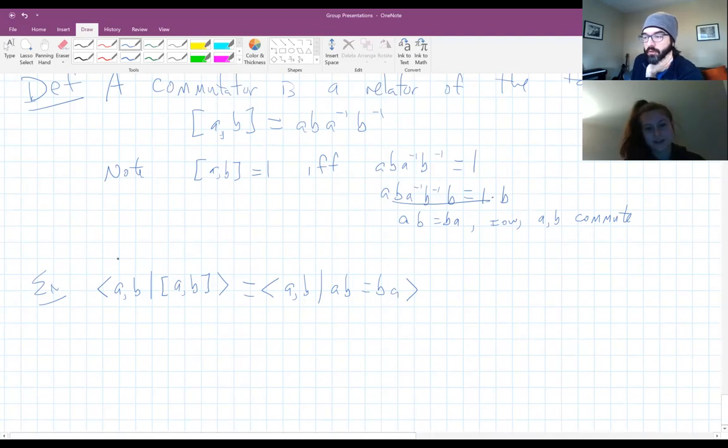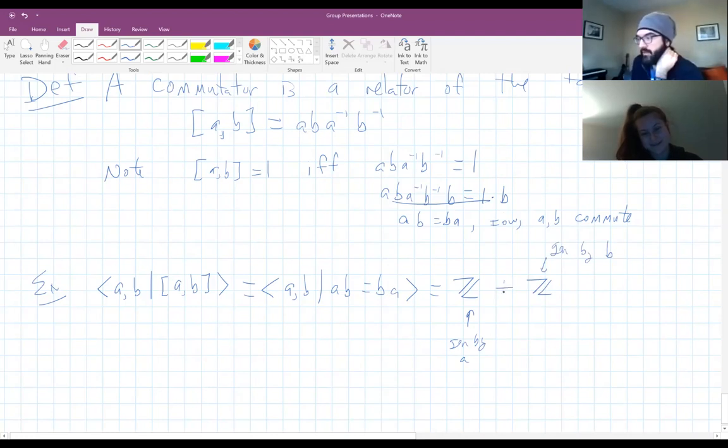Well, it only has two generators. So the group generated by A, just A with no other relations, is going to give you a copy of the integers. So this is generated by A. The group generated by B is also going to give you a copy of the integers.